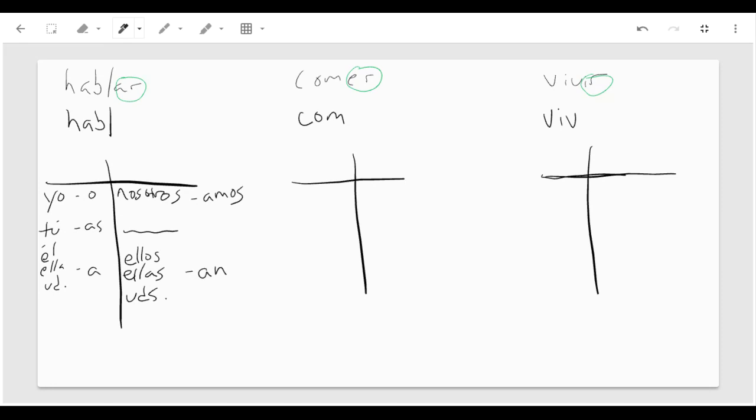Coming over to ER verbs, the yo form for all three of these is going to be o. All right, for the tú form, for ER and IR verbs, it's exactly the same. It's es. Third person singular is the same for both of them too, a. The nosotros form for ER and IR is where we have our differences, right? For ER, it's emos. For IR, it's imos. And then we go back to having the same stuff for third person plural, en.